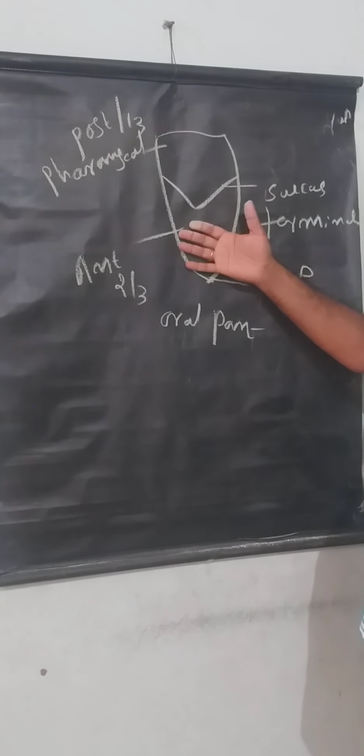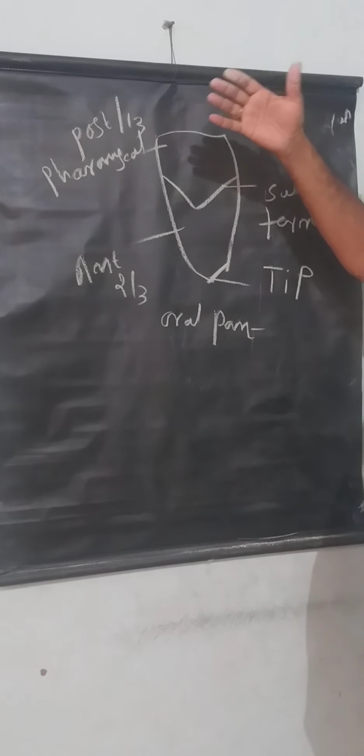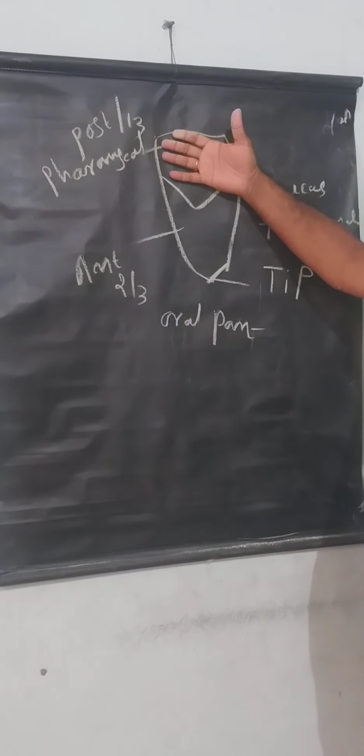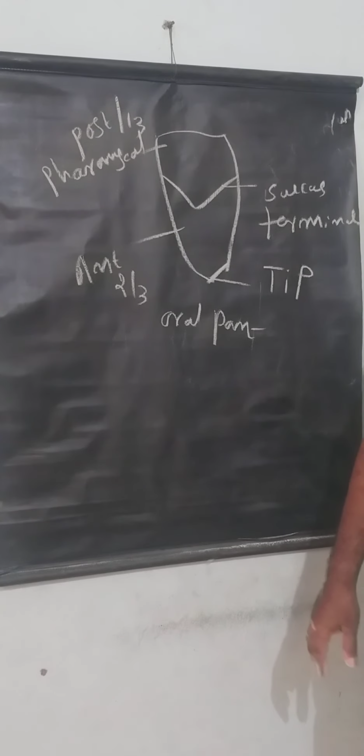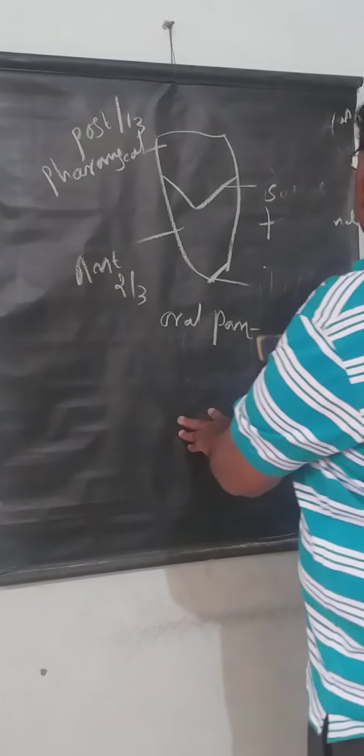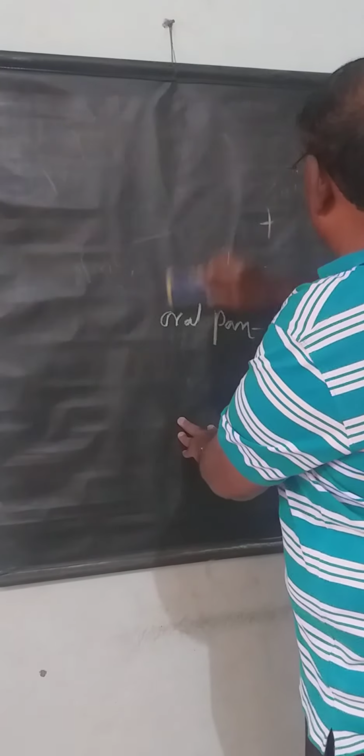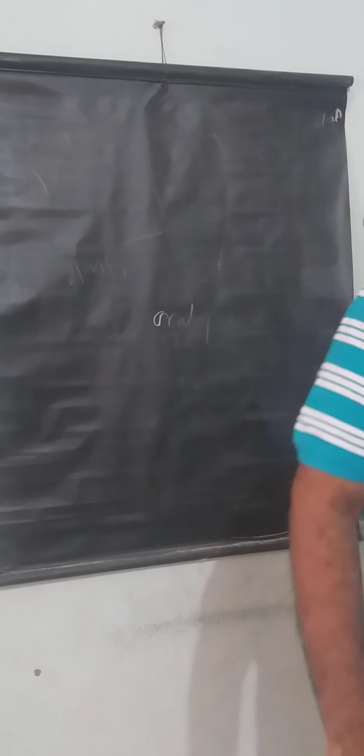Now we'll see the anterior part diagrammatically. Now we'll see the posterior pharyngeal part diagrammatically. We will come to the diagram here. See here, the dorsum of the tongue can be seen here. You can see the diagram of the tongue here.